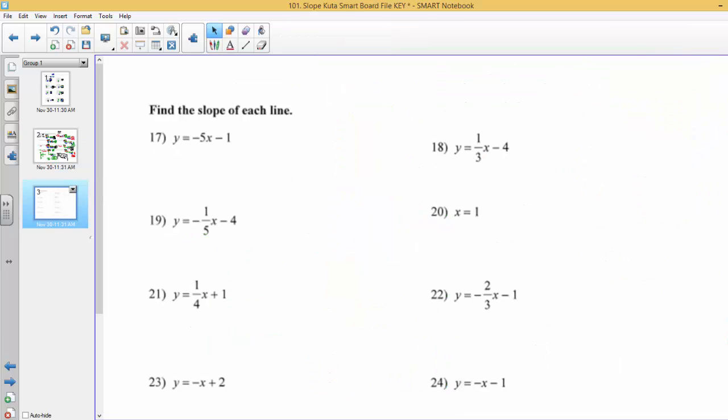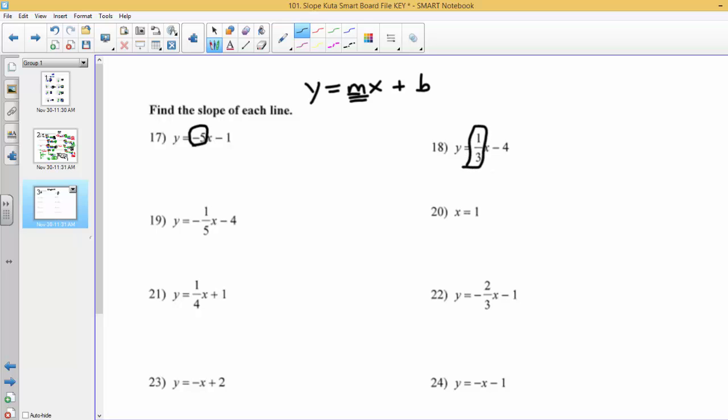And then the very last section is super duper smooth as long as the equation is in y equals mx plus b. If it is not in y equals mx plus b, you need to get it to y equals mx plus b. I think that's for the last couple. So the m is your slope, the multiplier of the x, the number in front of the x, and if you were to make a table, this number is what your table would go up by. So this is your slope.